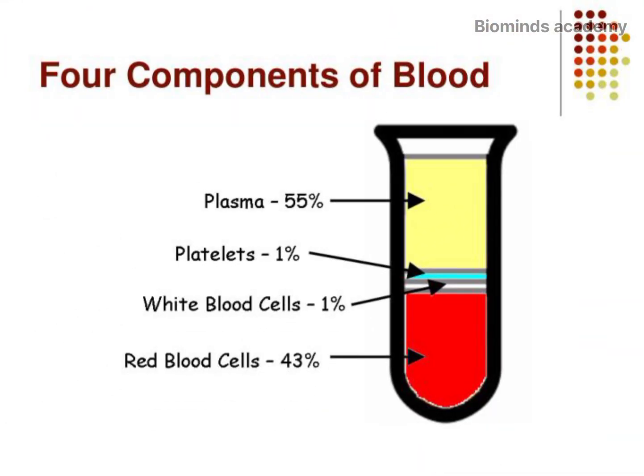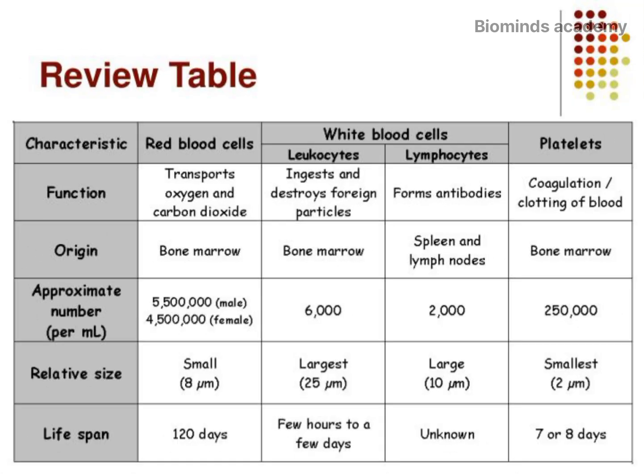This is about the four components of blood. The plasma is 55% of blood, and the platelets and white blood cells are 1% of the blood. Then RBC are 43% of the blood. So this is the table of all about the blood: the characteristics and the function, origin, approximate number, relative size and lifespan.